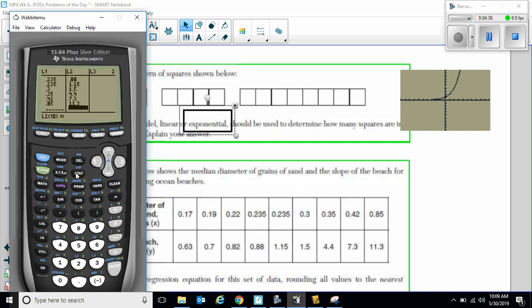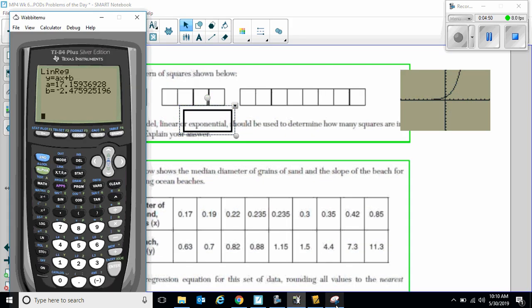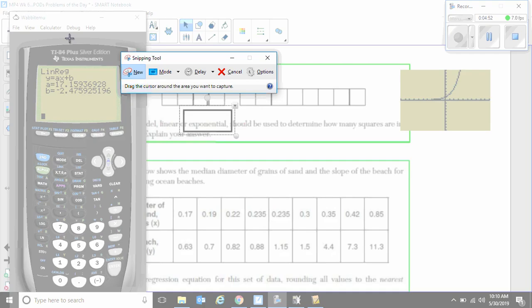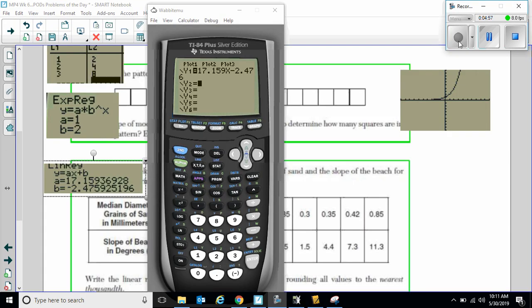So I'm going to hit the stat button. Okay. It's asked for a linear regression. Okay, so I'm going to hit number 4 for linear. And so I see my linear regression. Let's just get that into our calculator. Okay, welcome back.